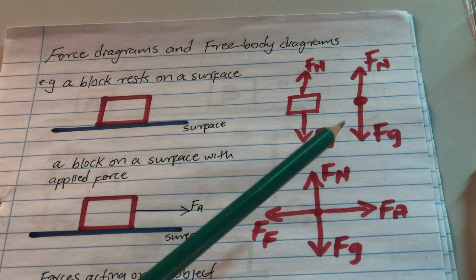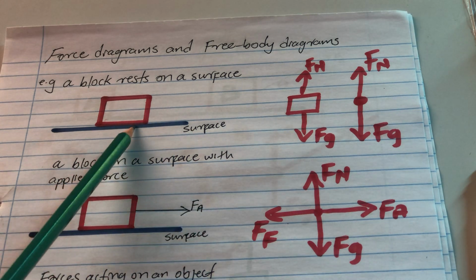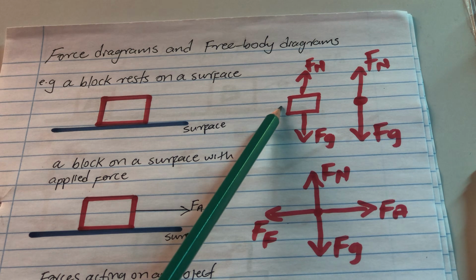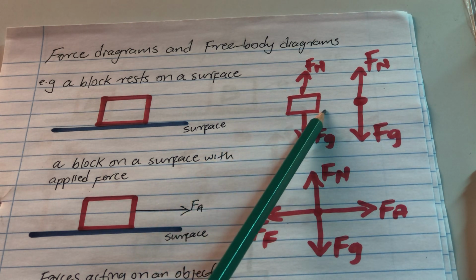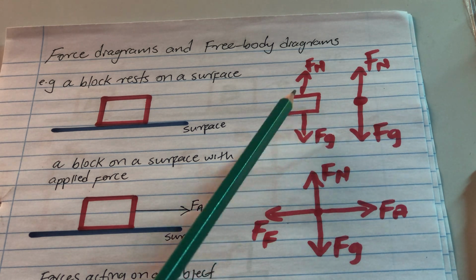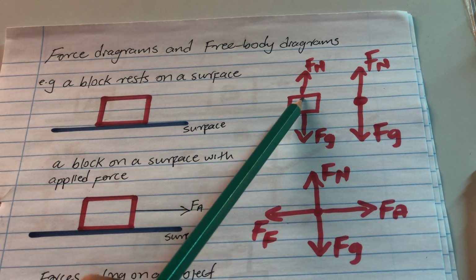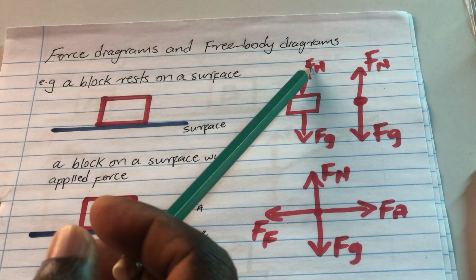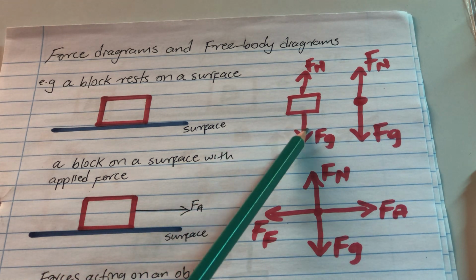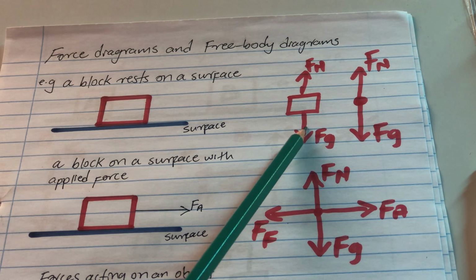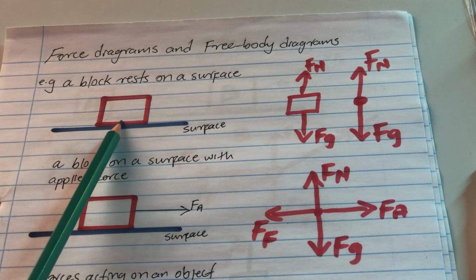So now let's come back to the forces that are acting on a box, which is resting on a surface. There is no frictional force. There is no applied force. The only forces that are acting on this box are vertical forces. A normal force pointing up and a gravitational force pointing vertically downwards. These are the two forces that are acting on this box.